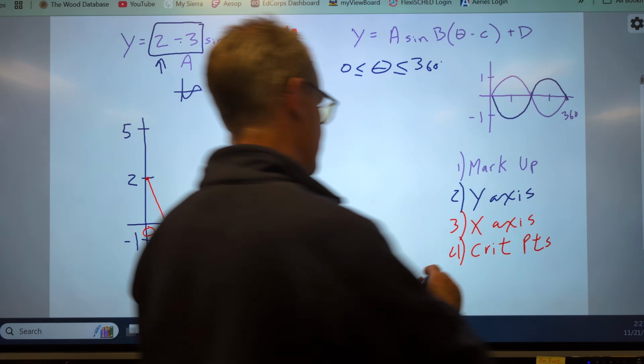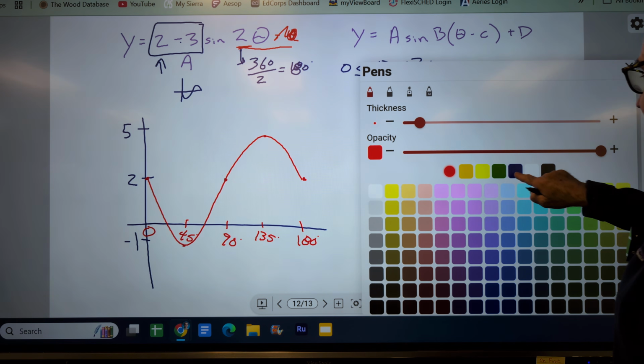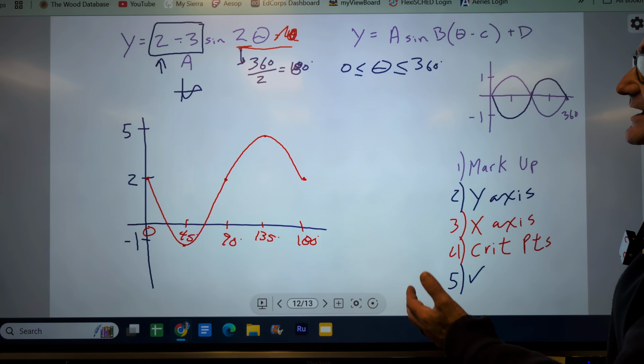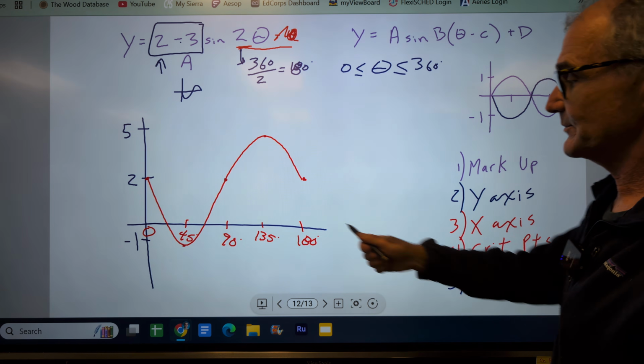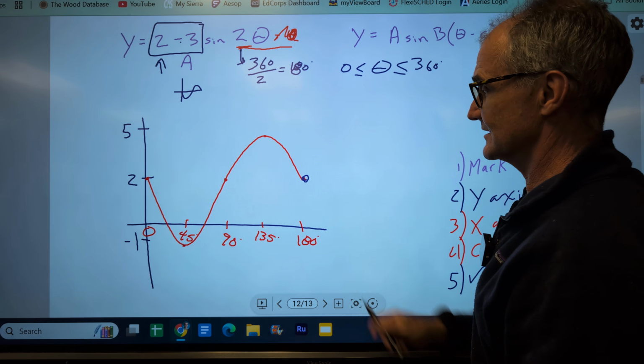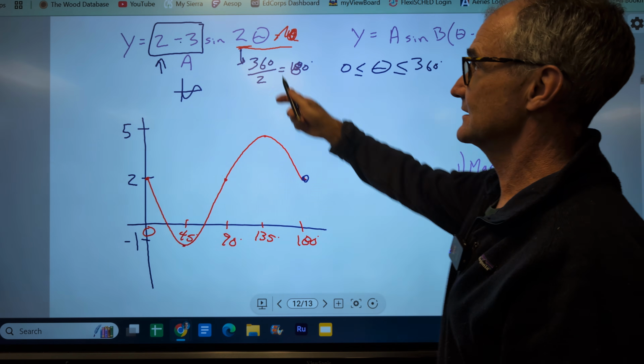Because of that negative sine graph, the whole graph is flipped over like that. And then lastly, step 5 is go ahead and check your work. I'm going to just pick any value and plug it in. But if I pick a critical point, it should be an exact value. So I'll just pick this point right here, 180.